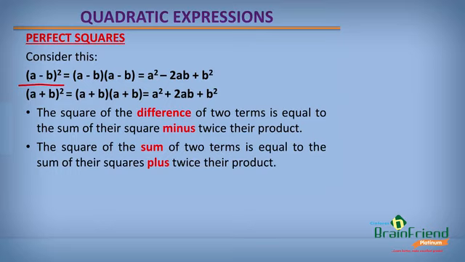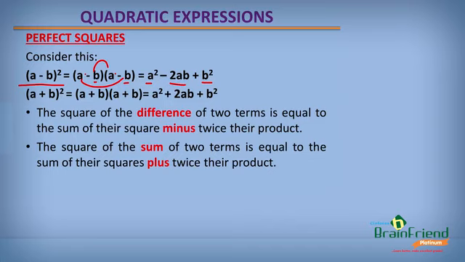If we are asked to expand this, what we normally do is write A minus B. Since there's a square here, it means that this occurs twice. So we do A minus B times A minus B. Then we find the product by doing A times A to get the first term, and then minus B times minus B to get the second term. Then minus B times A plus A times minus B to get the middle term.